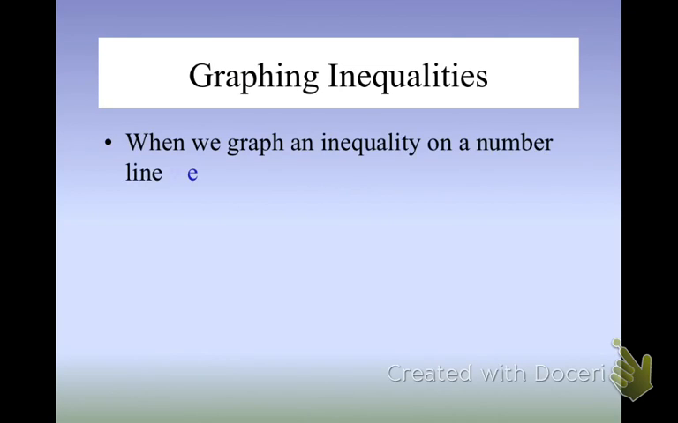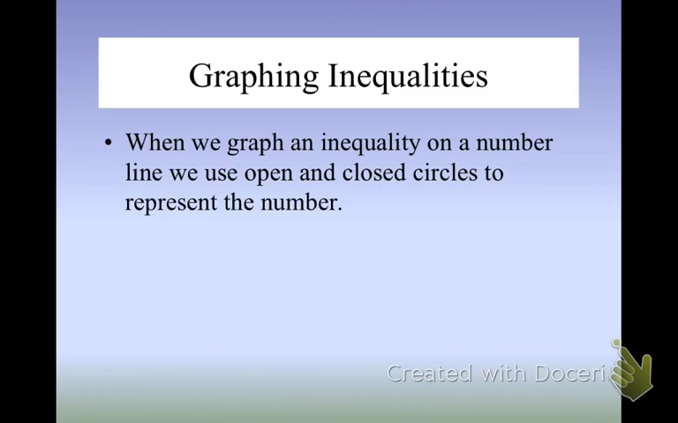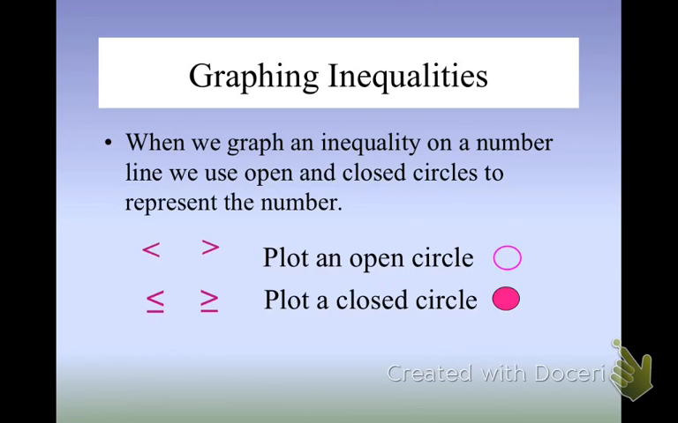To graph them, which is very important, we're going to graph an inequality on a number line using an open or a closed circle to represent the number. And there's a difference between this open and closed circle. For less than and greater than, we would graph it with an open circle, meaning that the number is not part of the solution. But if it is less than or equal to, or greater than or equal to, we will graph it with a closed circle, meaning that that number is included or equal to the solution.